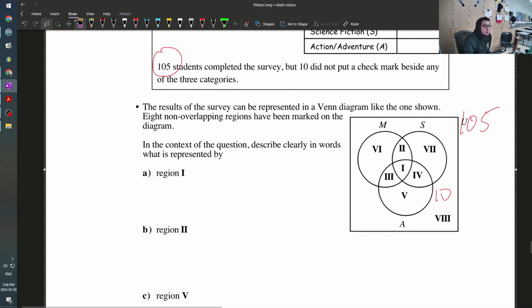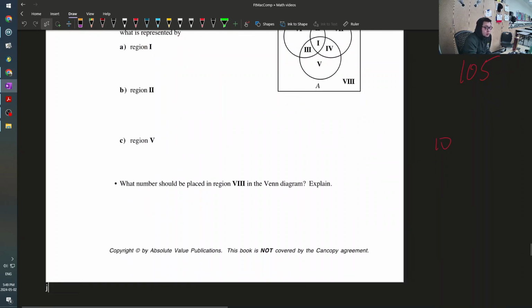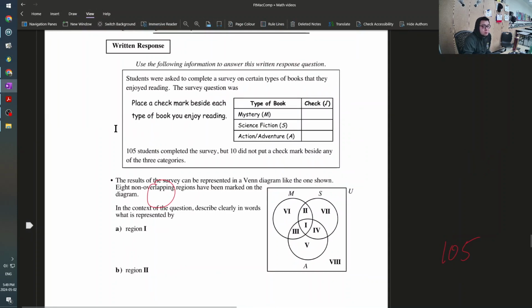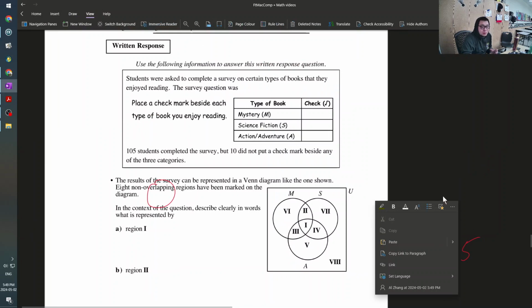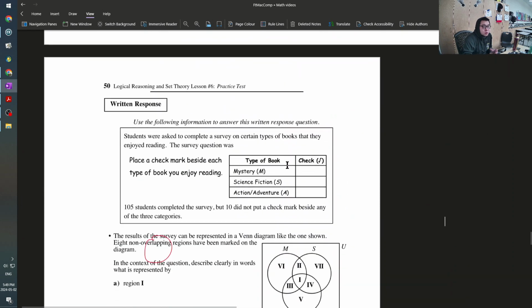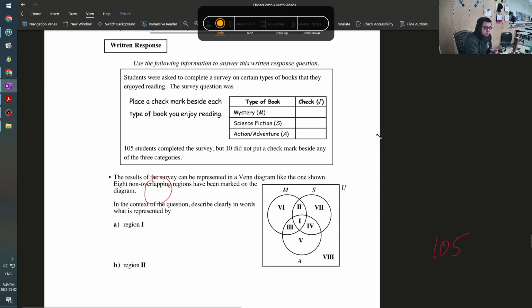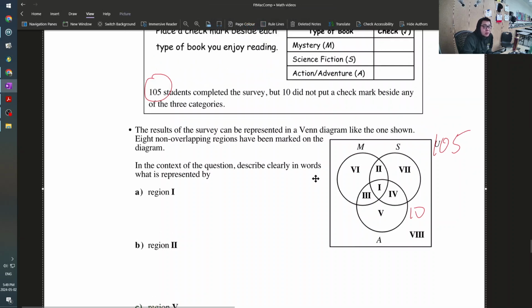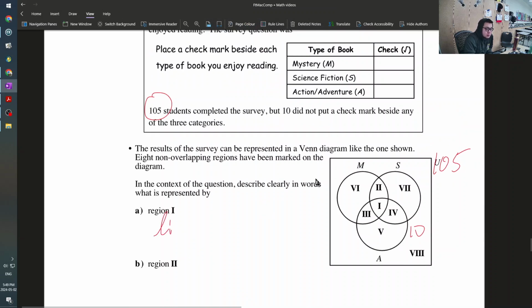Describe in words what each region is. Okay, let's do it. How do I erase this? Why is this one so small? There we go. Okay, 105. So what is region 1? Likes M, S, and A. So they like everything.